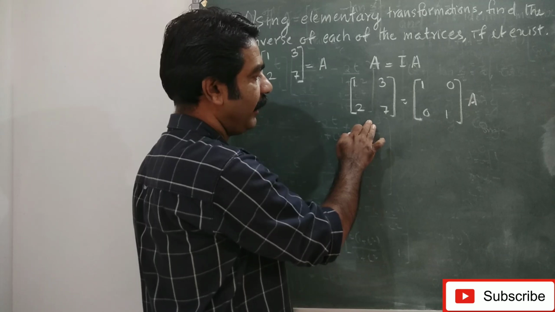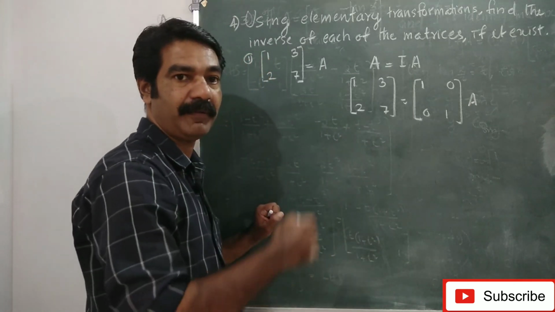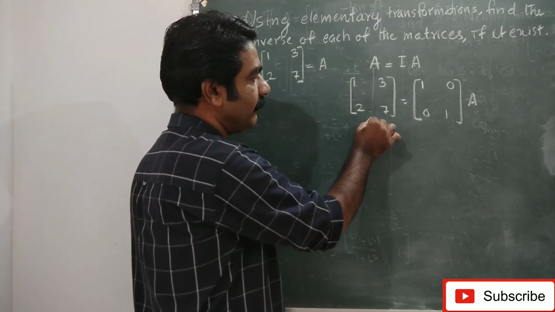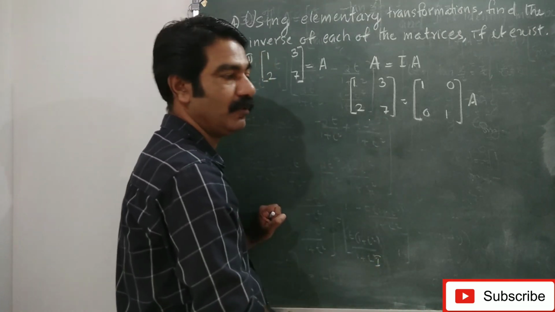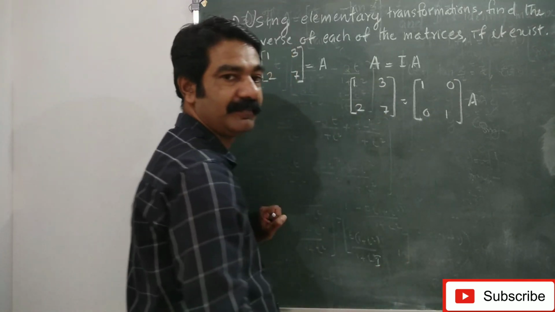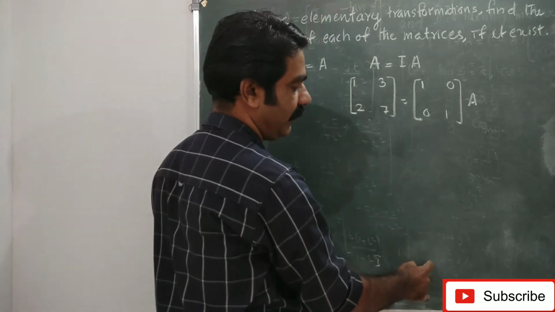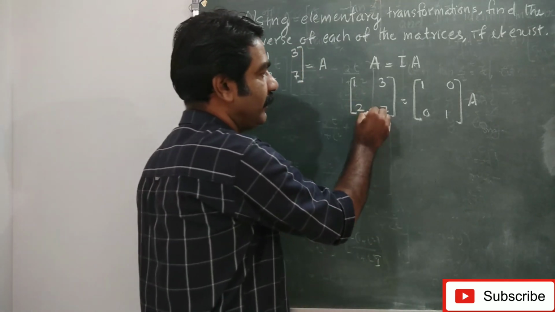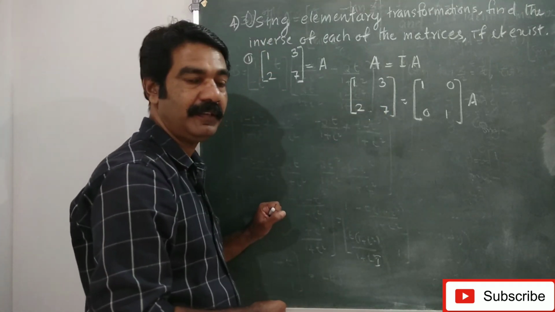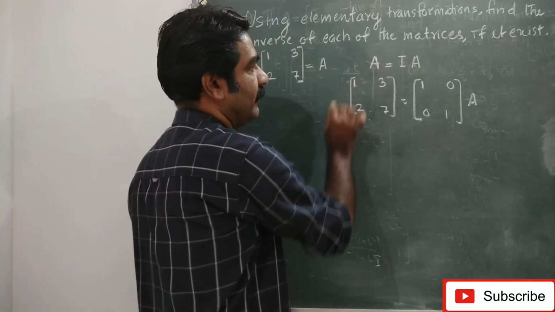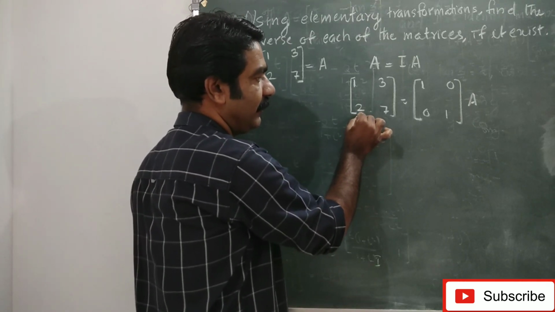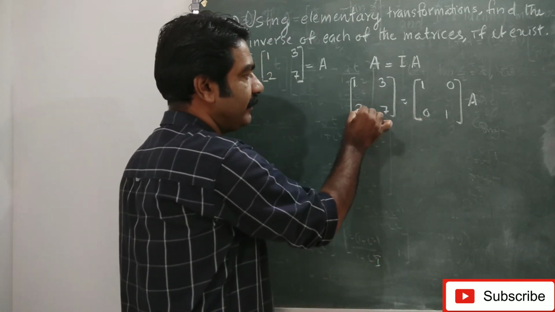Now we apply a sequence of elementary row operations. We can apply many operations. Our aim is to make this matrix I. Then the new matrix, B, will be the inverse. So we have to make this matrix into I by operations. Here 1 is already there, which we need. This element we have to change into 0.